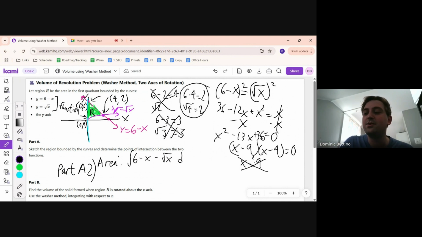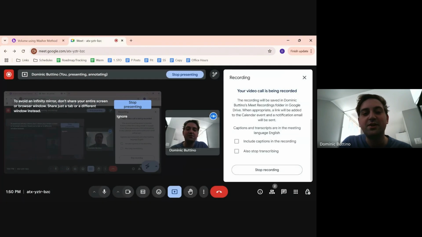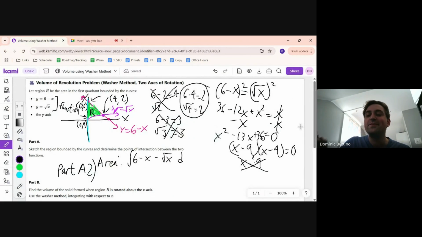And some of this will come into play later. 6 minus square root of x, dx. Then what happens? Well, before we actually take this integral, remember that this is going from 0 to 4, because 4 is that intersection point we care about. So what are we going to get?